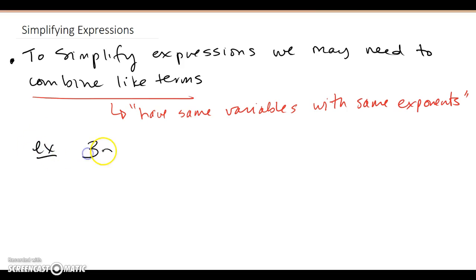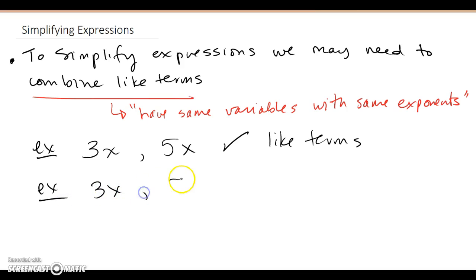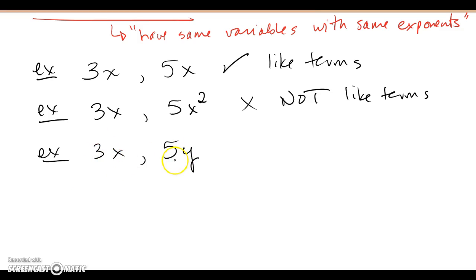If I have 3x and 5x, these guys are like terms. The 3 has an x to the first power, the 5 has an x to the first power, so they are like terms. Let's say I have 3x and make this guy 5x squared. These are not like terms because this guy had an x to the power 1, whereas this guy has an x squared, so they are not like terms.